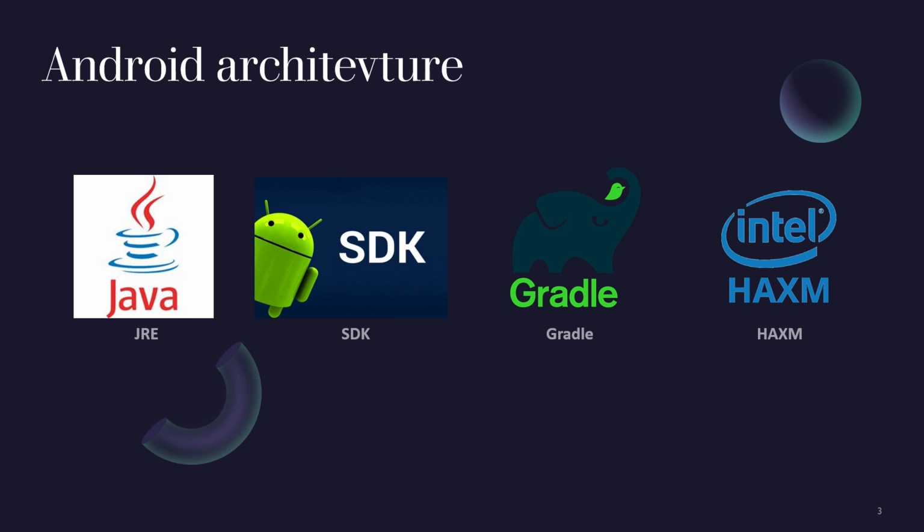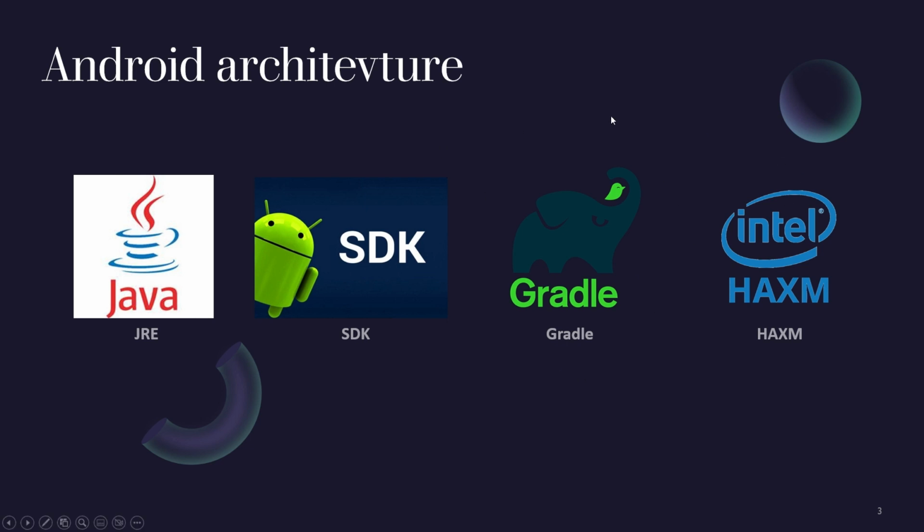One example of an SDK is the Android SDK. It is used by Android app developers and includes tools such as Android Studio, class libraries, and APIs for developing mobile apps for Android devices. The third one is Gradle.